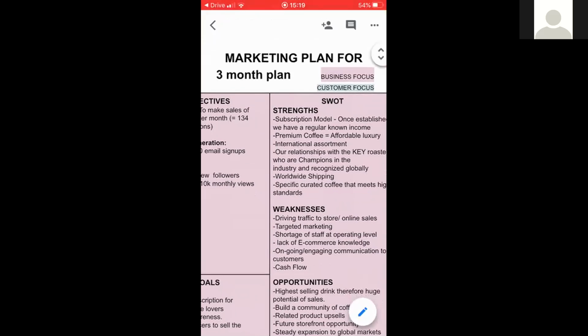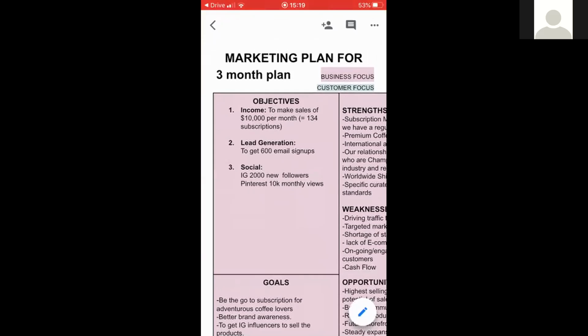You can see at the top, the first thing I do is I say business focus or customer focus. And the reason why I like people to see this is to understand why they're doing what they're doing. So the pink areas are for the business. And the first thing I say is come up with 3 objectives for your business. Now, we generally say one objective is income, one is lead generation, and one is social, but these can be any objectives that you want them to be. These are just the ones that work for most businesses.